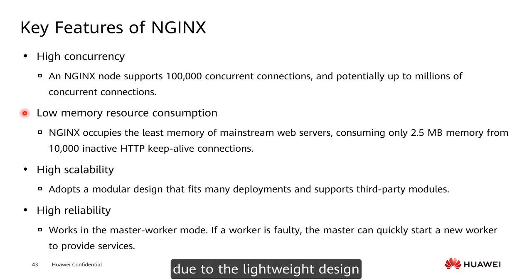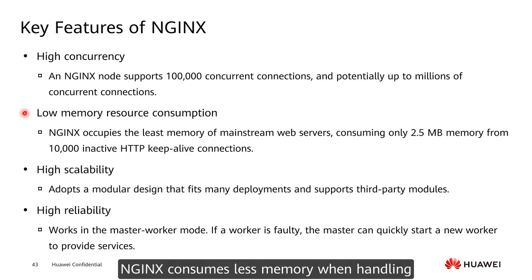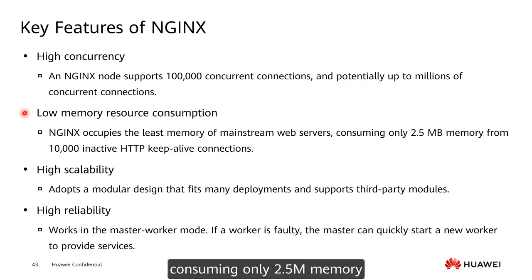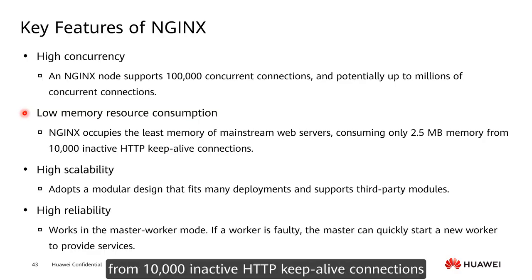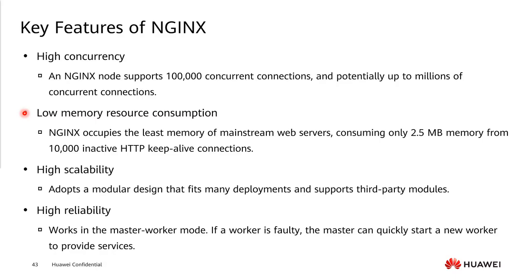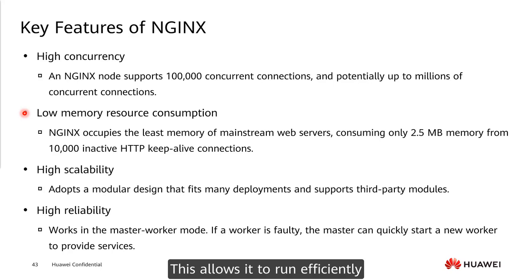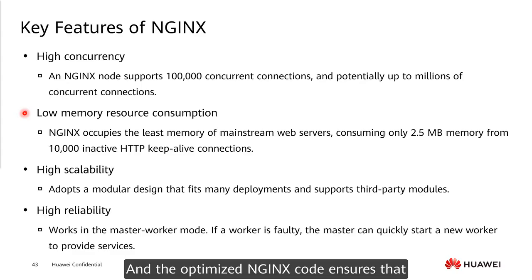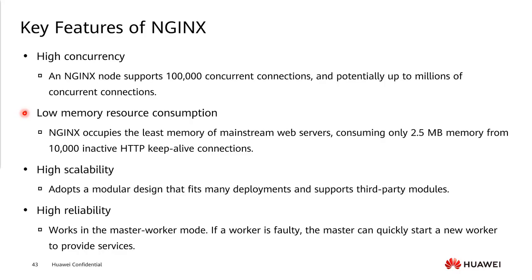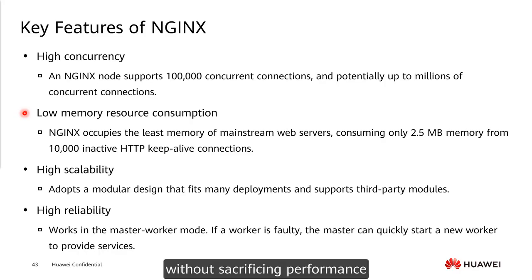Second, due to the lightweight design, Nginx consumes less memory when handling a large number of concurrent connections, consuming only 2.5 MB of memory for 10,000 inactive HTTP keep-alive connections. This allows it to run efficiently in resource-constrained environments, such as virtual hosts. And the optimized Nginx code ensures that as few resources as possible are consumed without sacrificing performance.